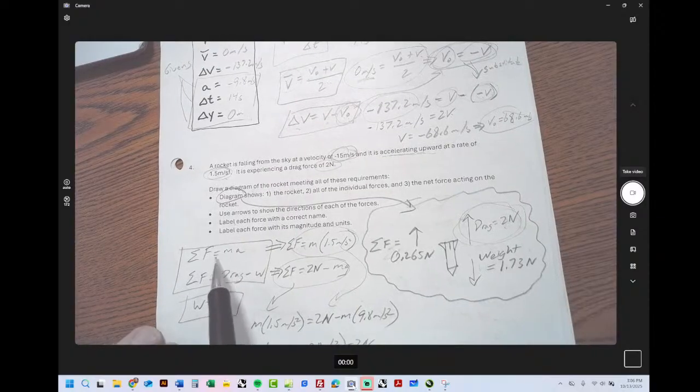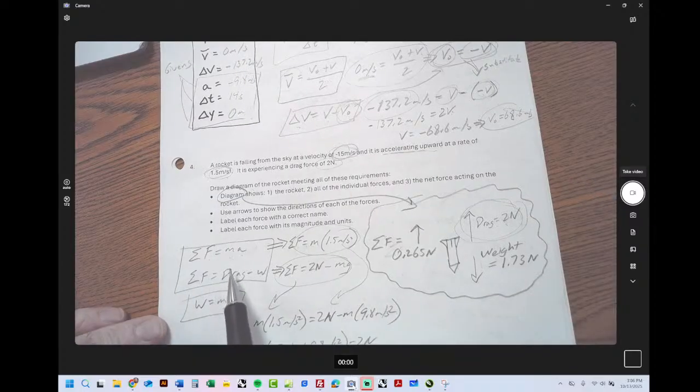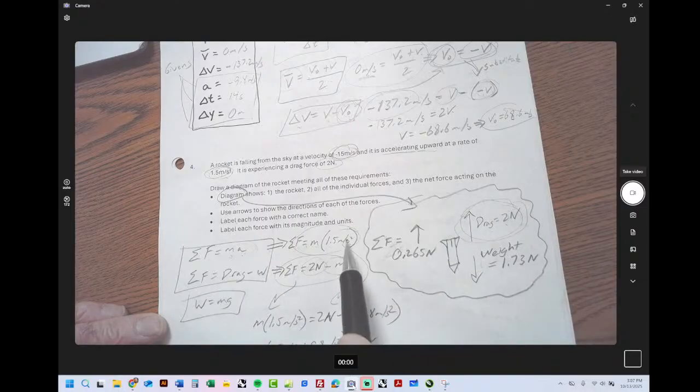So what can you do in a force problem? You can write 2 equations for net force. Net force equals ma, and the net force equals the sum of the forces acting on it. When a rocket's falling from the sky, there are only 2 forces. There's the drag and there's the weight. So the net force is drag minus weight, and the net force is ma. So fleshing this out a little further, ma is m times 1.5 because that's the acceleration, and net force is the drag minus mg because mg is weight, and then I can set this equal to this.